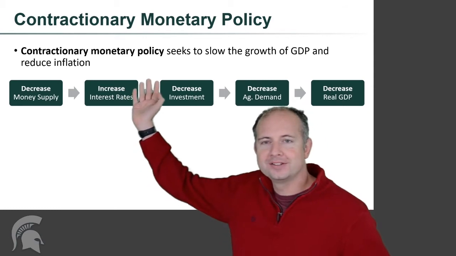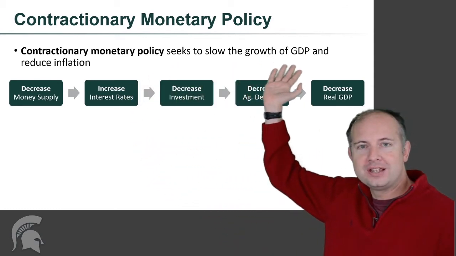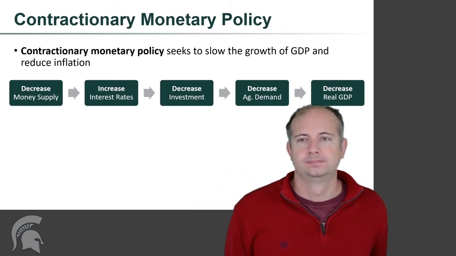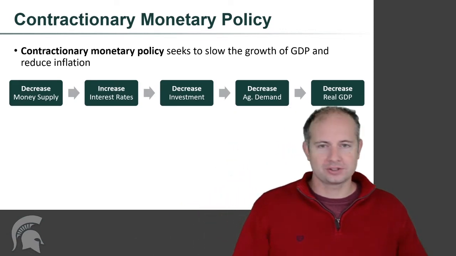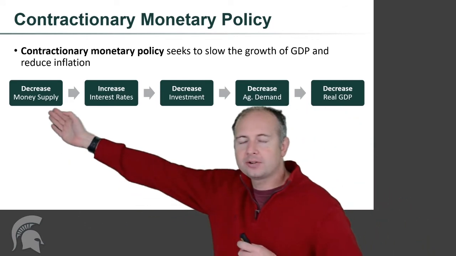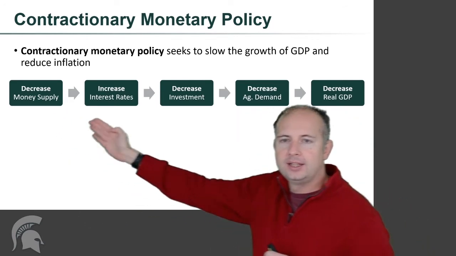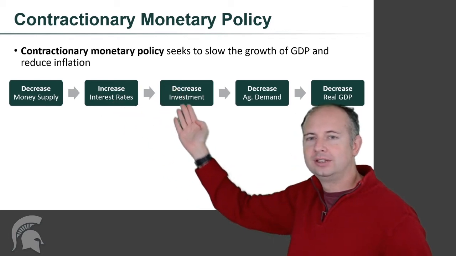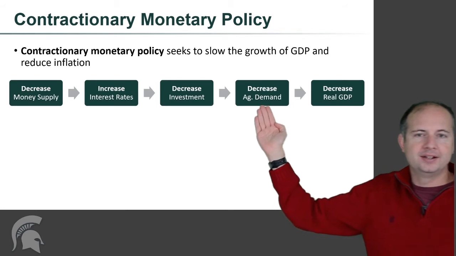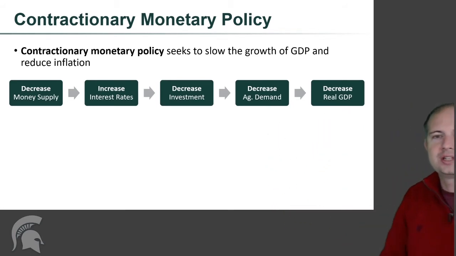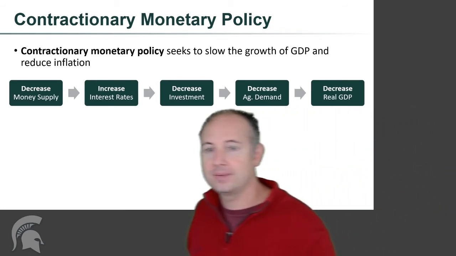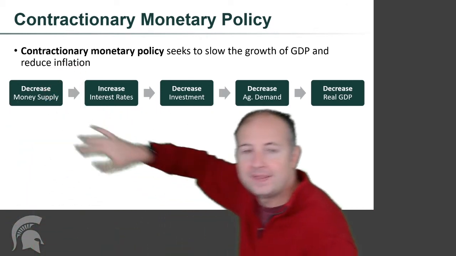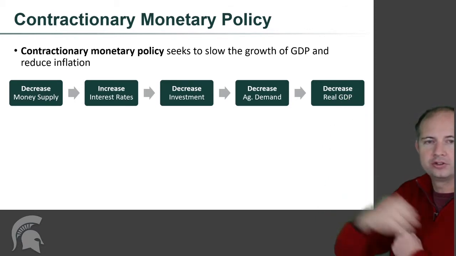Contractionary monetary policy seeks to slow the growth of GDP and reduce inflation. How does that work? Well, let's go the opposite direction. It will decrease the money supply, increase the interest rates, decrease investment, decrease aggregate demand, and decrease real GDP. So contractionary monetary policy, the amount of money is contracting or decreasing, and that leads to a decrease in real GDP.